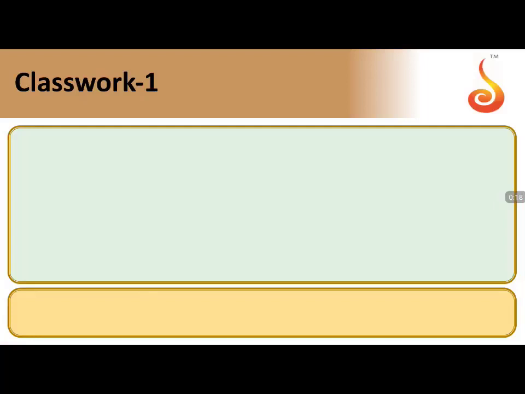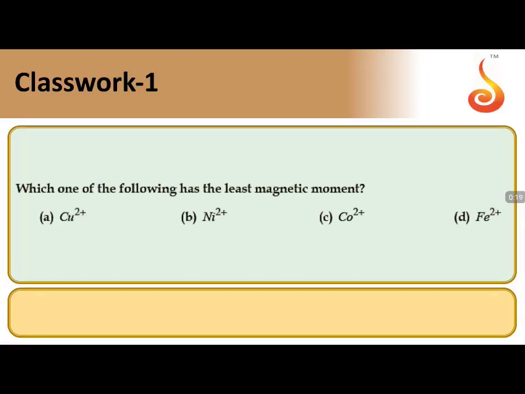Today in the NEET Crash Course program, Chemistry, we are going to discuss the questions on D block, F block elements, metallurgy and surface chemistry. Let us start our questions. Question number 1. Which one of the following has least magnetic moment?